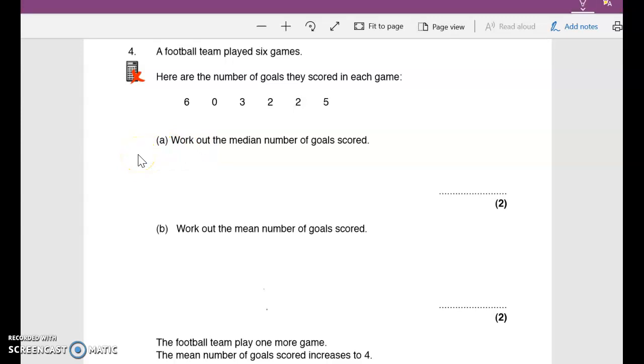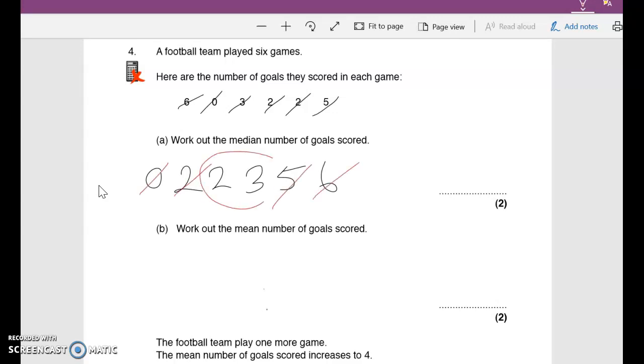So here we go. I've got a 0, cross that out. Then I've got 2, 2 next. Then I've got 3. Then I've got a 5, and then I've finally got a 6. I check, I've got 1, 2, 3, 4, 5, 6 numbers. So now I need to find the middle number. So I'll cross out first and last, first and last. Oops, I've got 2 in the middle. So I go halfway between these two. So halfway between these two is 2.5.